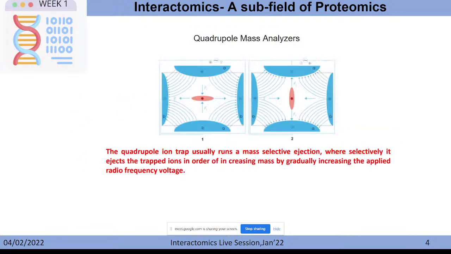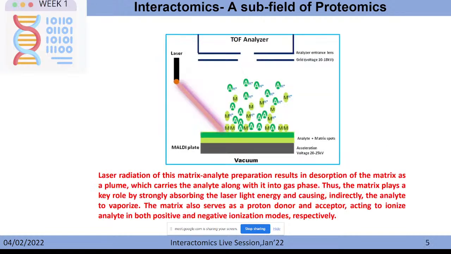So these are some examples. In this quadrupole mass analyzer, it usually runs selective ejection, where it will capture those ions, and then with increasing mass, by increasing the voltage, it will release the ions for analysis in the mass analyzer. So this is just one example.